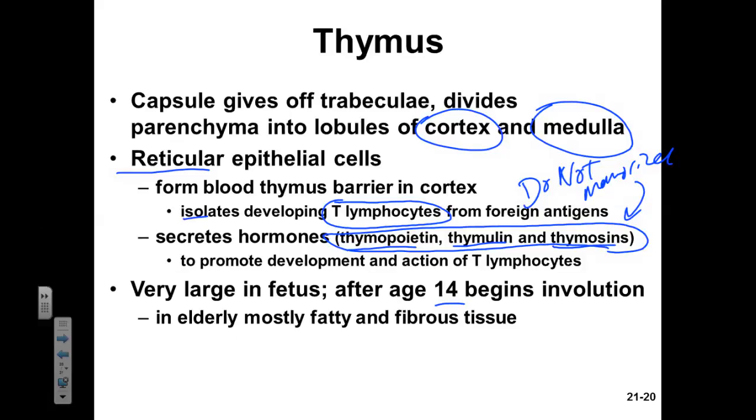In elderly patients, the thymus is almost completely replaced with fatty tissues and connective tissues. This is one of the primary reasons why you are going to see warnings for elderly people to receive certain vaccinations or to avoid certain situations, because their thymus has been completely replaced with fat, or it's been completely involuted.